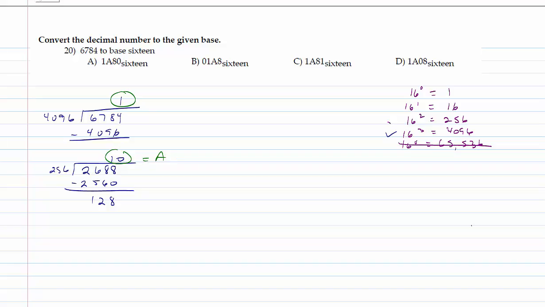Now I've used my 16 squared. So I've got to see how many times 16 will divide into 128. That'll go in there 8 times, leaving me 0 left over. So 8 is my next digit, and I've got to go one more time because I haven't used 16 to the 0 yet. So 1 goes into 0 how many times? 0 times, and so my remainder is 0. So my last digit is going to be a 0. The number I'm looking for is 1A80, and this is in base 16.